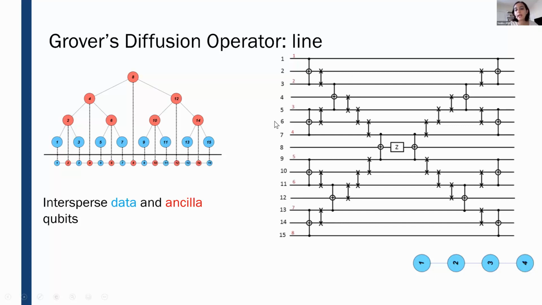You're basically in the end, you have the result of ANDing all of the data qubits in the center. Then you do a Z operation, and then you uncompute in order to make it unitary. So that was our idea for how to do this Grover diffusion operator on a line.